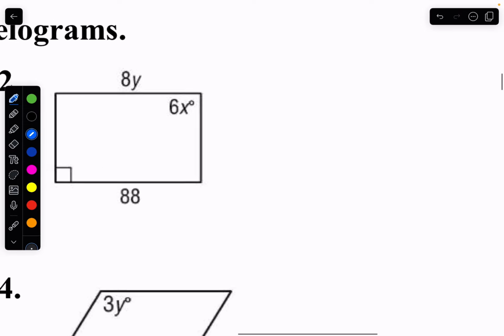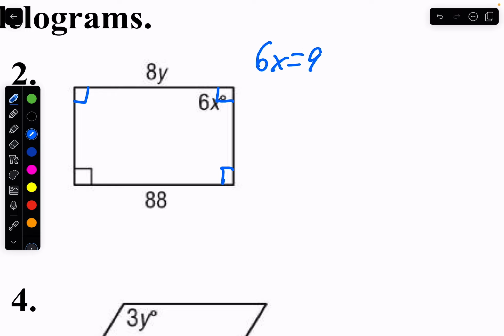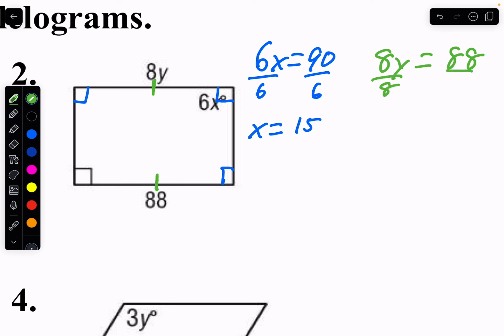Okay, let's take a look at problem number 2. Once again, we see over here a 90-degree angle right there. So immediately we can say, you know what? All angles are 90 degrees. So immediately now we can say 6x equals 90 degrees. So let's divide by 6, x equals 15. Now for the side, I know that opposite sides are going to be congruent. So for this one, we say 8y equals 88. You divide by 8, you divide by 8, y equals 11. And you're done with this other problem.